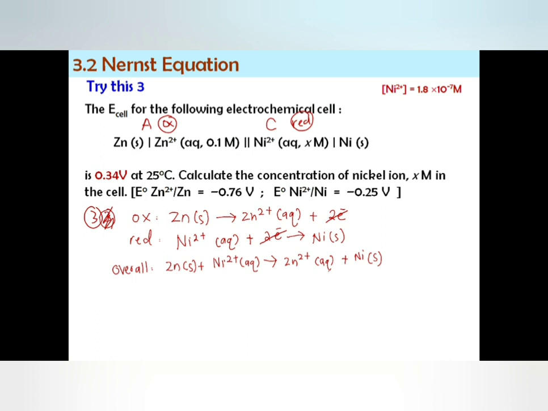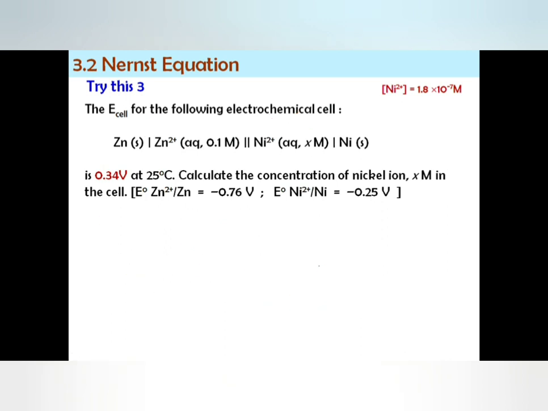So, from the overall equation, kita boleh determine Q. Okay, from this, we can determine the N. So, N is equals to 2. And Q is equals to, okay, aqueous, baru masukkan dalam Q. Concentration of zinc 2 plus divide with concentration of Ni 2 plus. Okay, jadi step yang keempat, step yang keempat? Masukkan balik ke dalam formula ini. So, this is our first step.